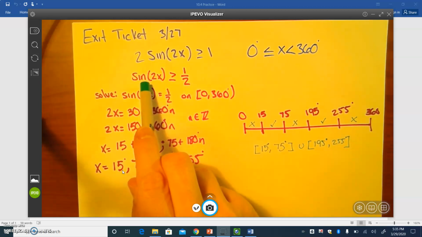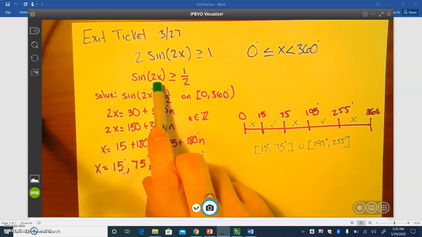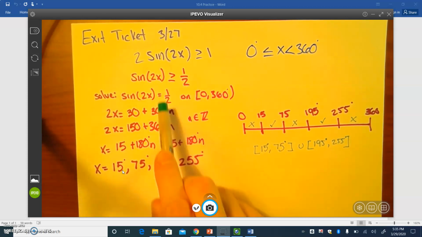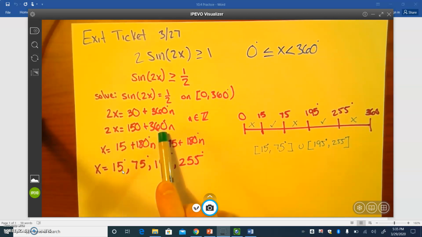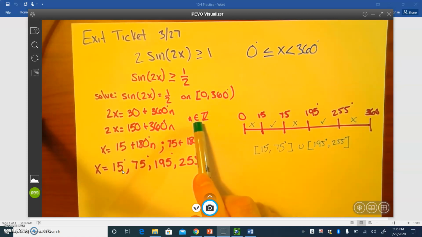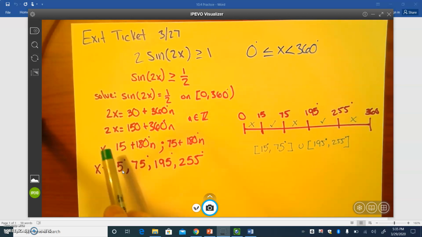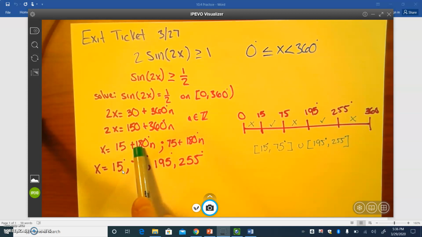We start by isolating the trig function, and then we have sine 2x equals 1/2. That's the equation that we're going to be solving. There are two solutions where sine reaches a value of 1/2: at 30 degrees and 150. Keep in mind we want to consider general terms, and we have that little n again, n is an integer. Divide everything by 2, and you have these two general solutions.